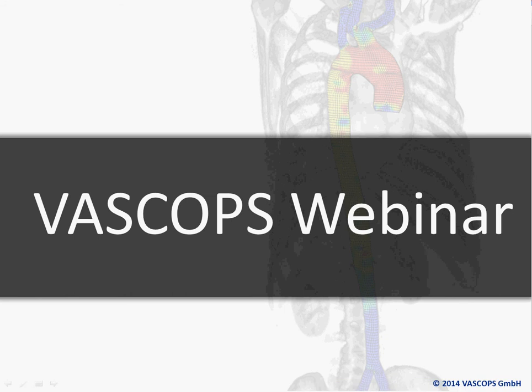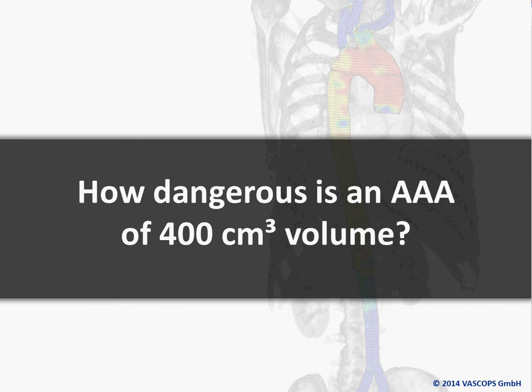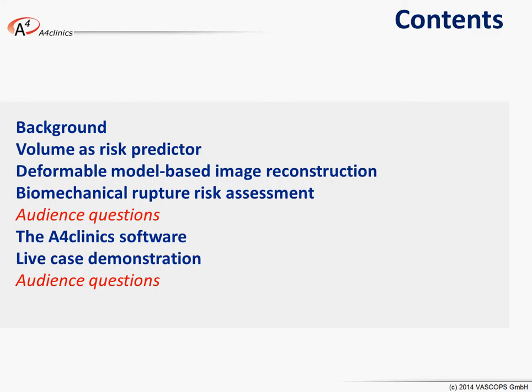Welcome, ladies and gentlemen, to this VASCOPS webinar, How Dangerous is a AAA of 400 cubic centimeter in volume. First we're going to have a background section, then we're going to talk about volume as a risk predictor. After that we're going to see how deformable models can be used to measure the volume of aneurysms, before a biomechanical rupture risk assessment section will bring us to the first audience questions.